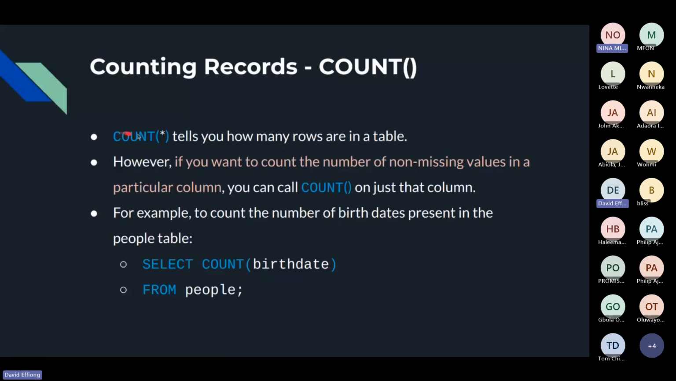But count asterisk is going to count everything, whether it's missing or not missing. It's going to count everything and give you the total records that are available. But if you specify a particular column name, it's just going to count the ones that are non-missing. So this is something important. Just take note of it. In analysis, some people forget the difference.